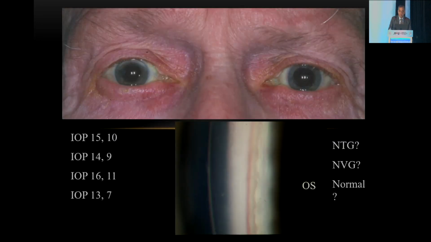Let's take a look at this example. This patient has a pressure in the right eye in the mid-teens, left eye in the single digits to low teens. This is the gonioscopy. Is it normal tension? Is it neovascular, or is it normal? Pressure in the low teens in the left eye. This is gonioscopy of the left eye.